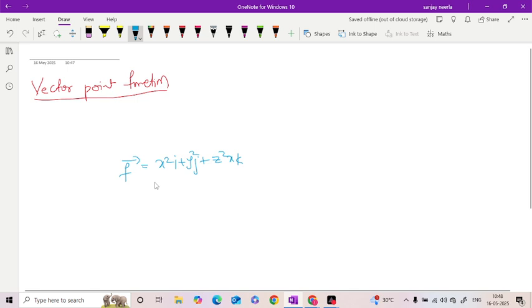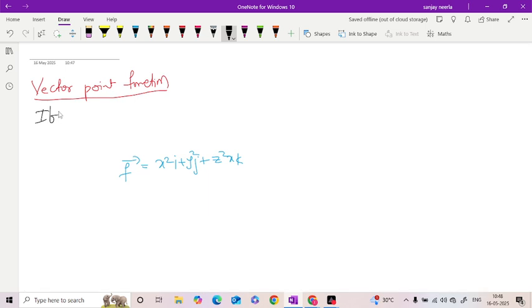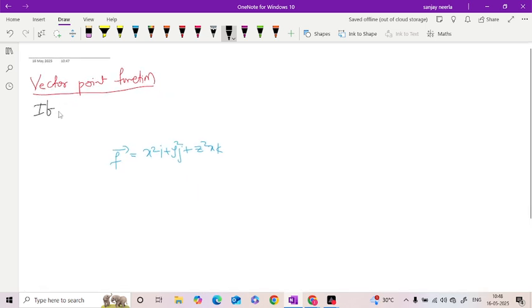Now what about the physical meaning of this vector point function? Anybody? Mathematically it is a function and it is a vector, but what is the physical meaning of the vector point function?